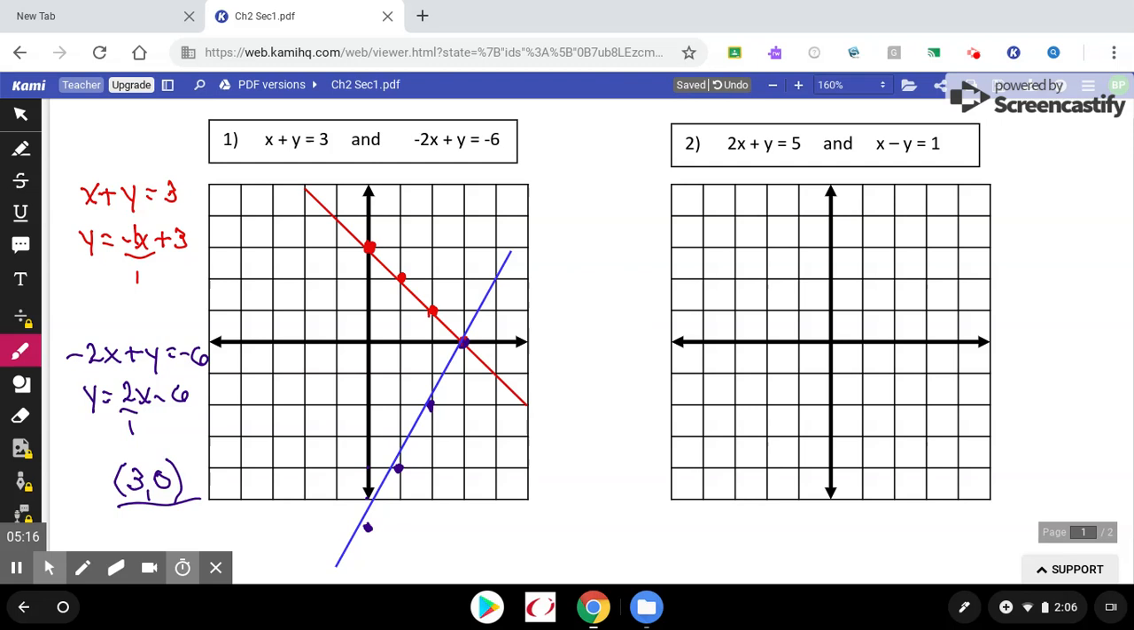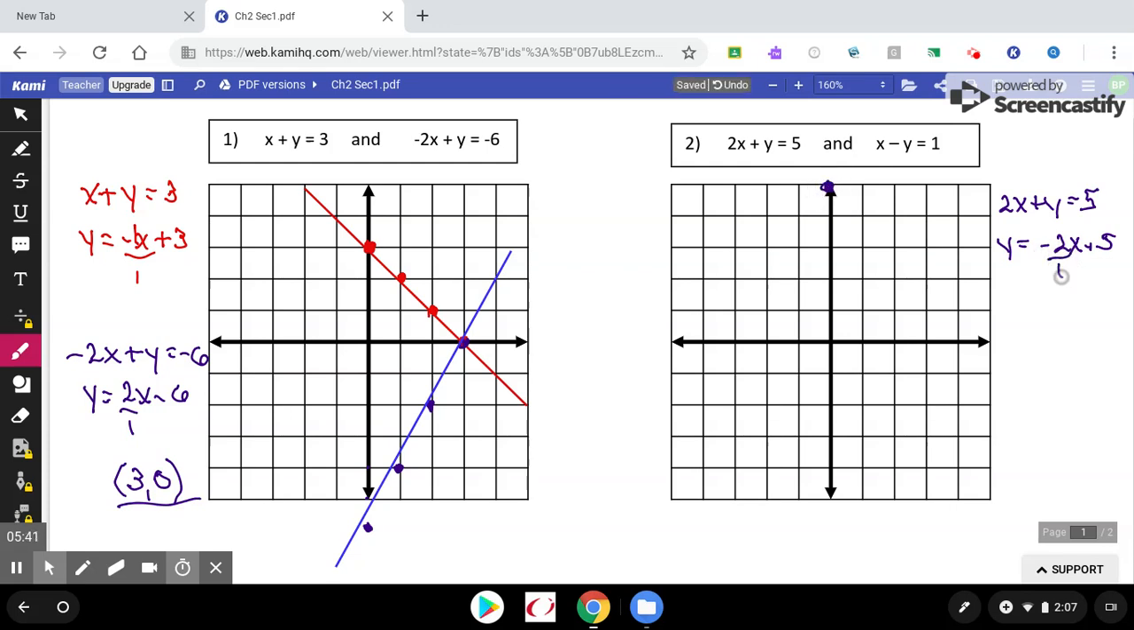All right, problem 2. So let's see, we've got 2x plus y equals 5. Slope-intercept form, got to get that 2x to the other side. I'm going to subtract it over, which means my y-intercept of 5 I'm going to graph first, clear up here.